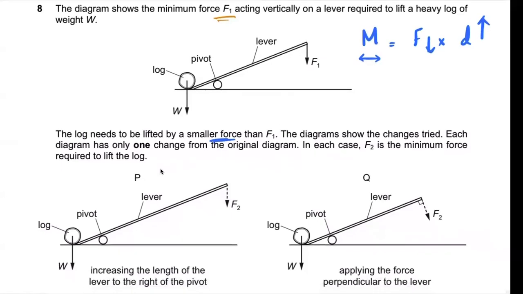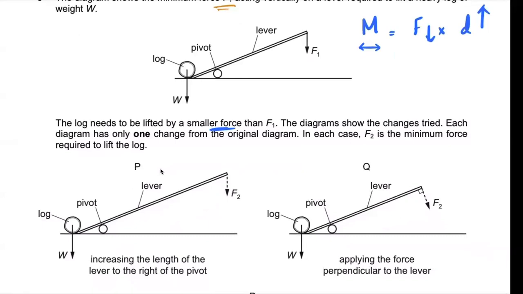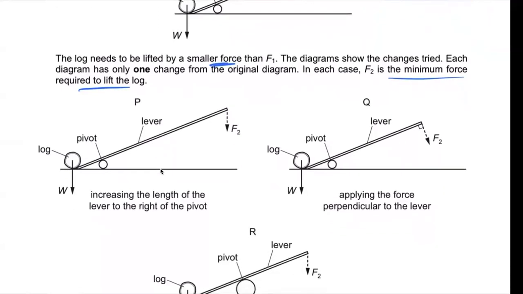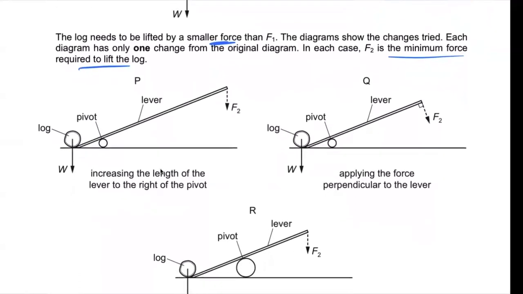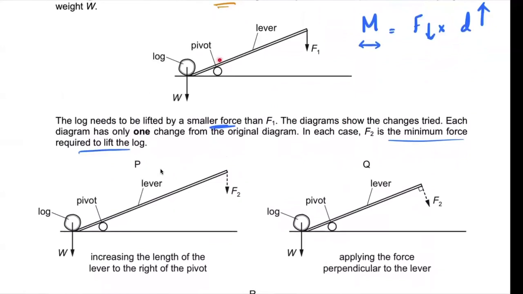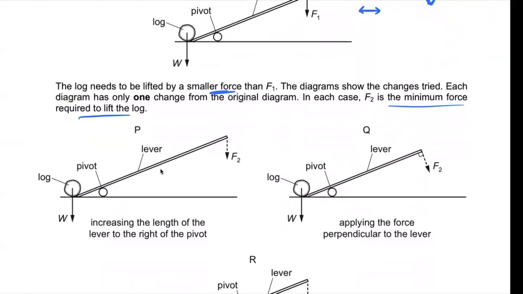All right. This is thinking you need to do before yourself, before seeing such a big question and just being puzzled by all the information the examiner throws at you. So in each case, F2 is also the minimum force required to lift the log. P, increasing the length of the lever to the right of the pivot. As you can see, this does increase the distance. So this is definitely a change that would work.